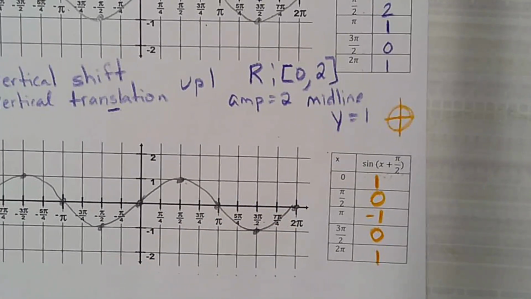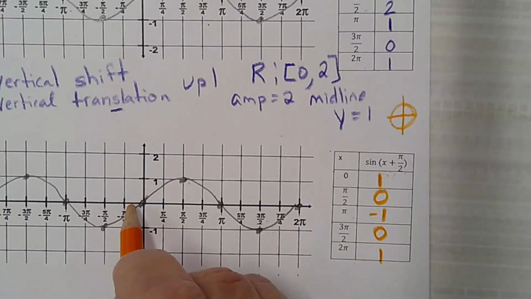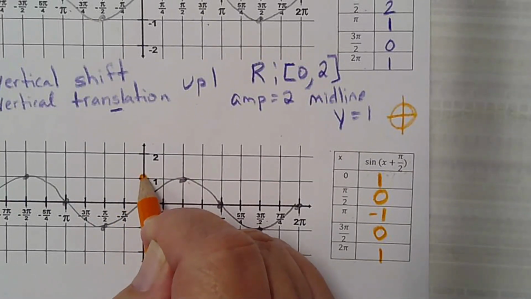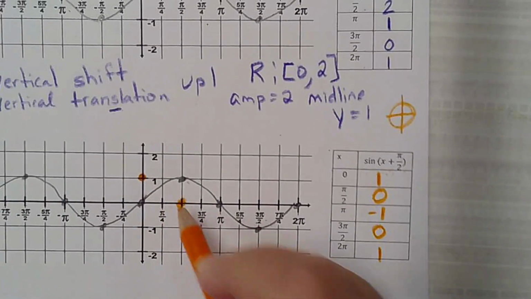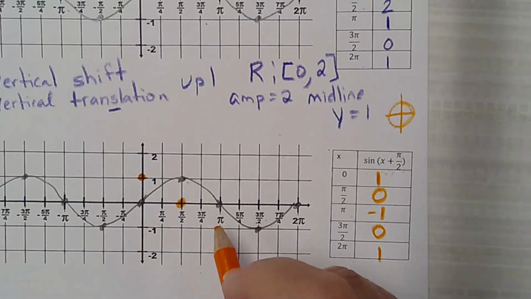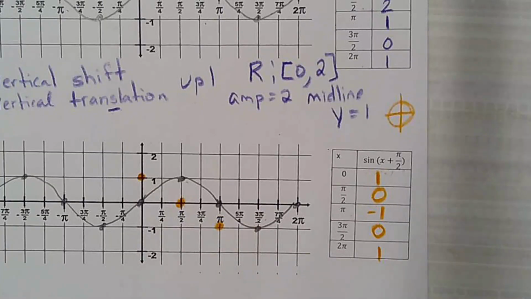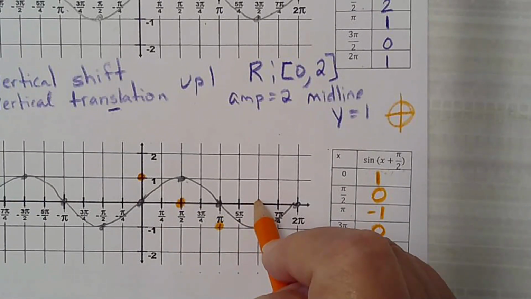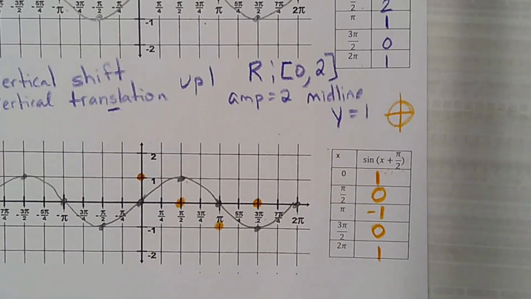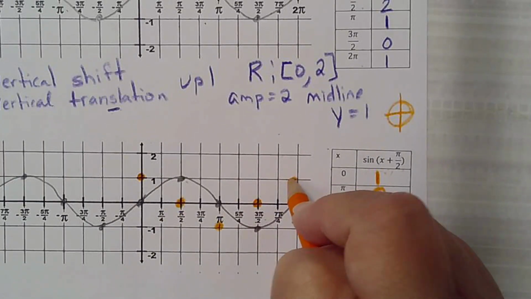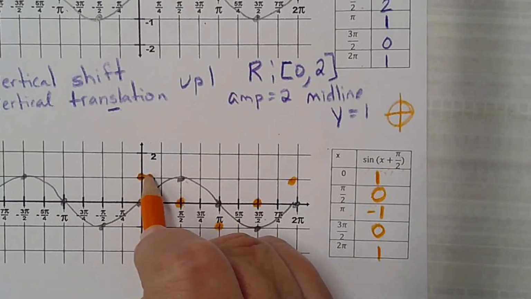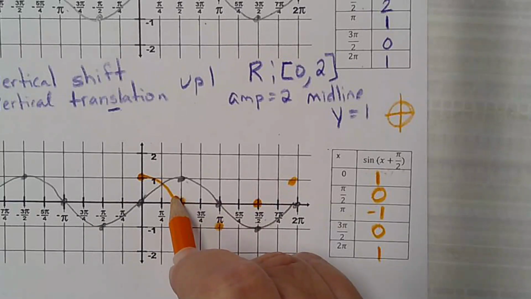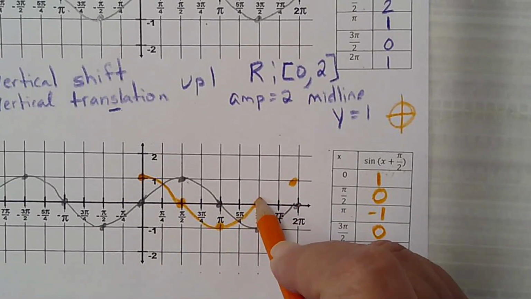So let's go graph those points. At 0, I'm at 1. And at pi over 2, I'm at 0. And at pi, I'm at -1. And at 3 pi over 2, I'm at 0. And at 2 pi, I'm up to 1. So I'm going down a hill, make a valley, and go up a hill.